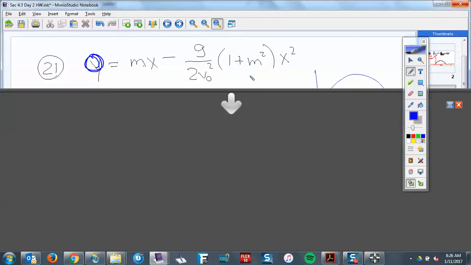So what would you do? What do you think you would do to start solving this for x? Now remember, m and g and v are just numbers. So basically what you have here is Ax minus Bx squared equals 0. Call that A, and I call all of this mess B, because this is just a bunch of numbers. What would you do to solve this?